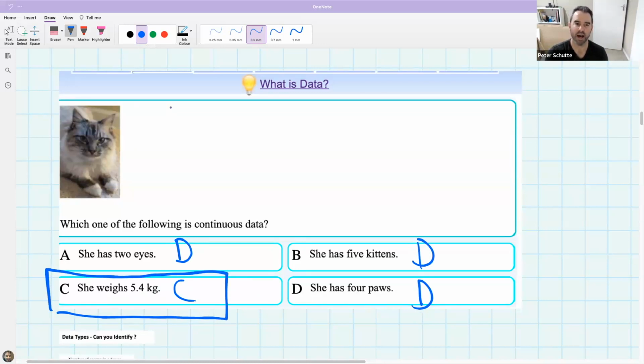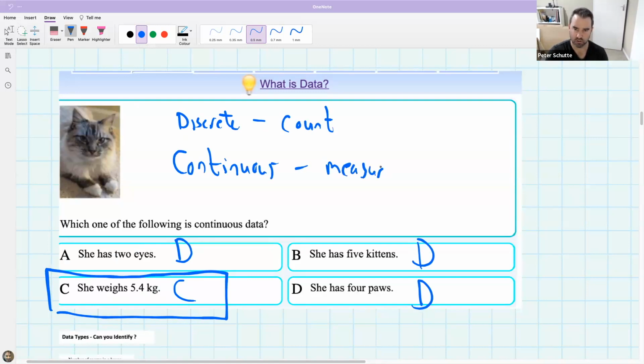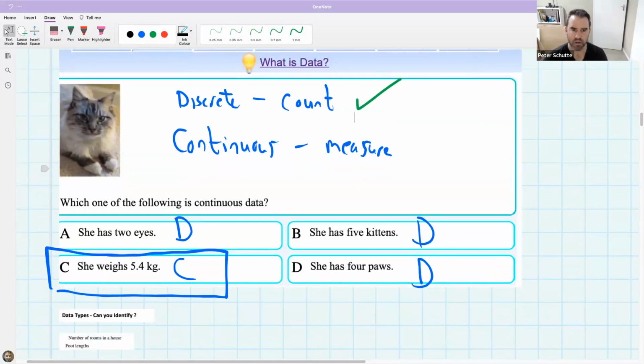So the way I remember it is we say that discrete data is data that you can count, whereas continuous data is data that you measure. So you measure your height, you measure the weight of your food, that's continuous data, whereas stuff that you count, we class as discrete data. Okay, cool. All good there.